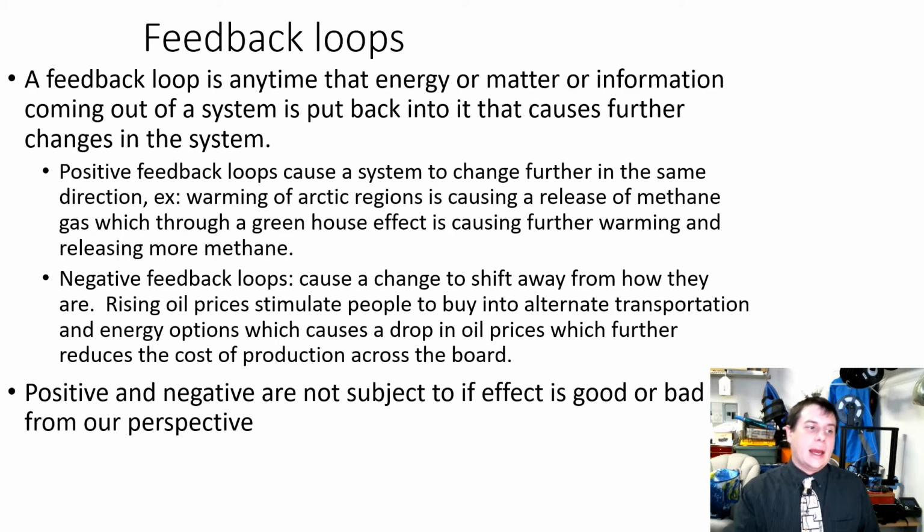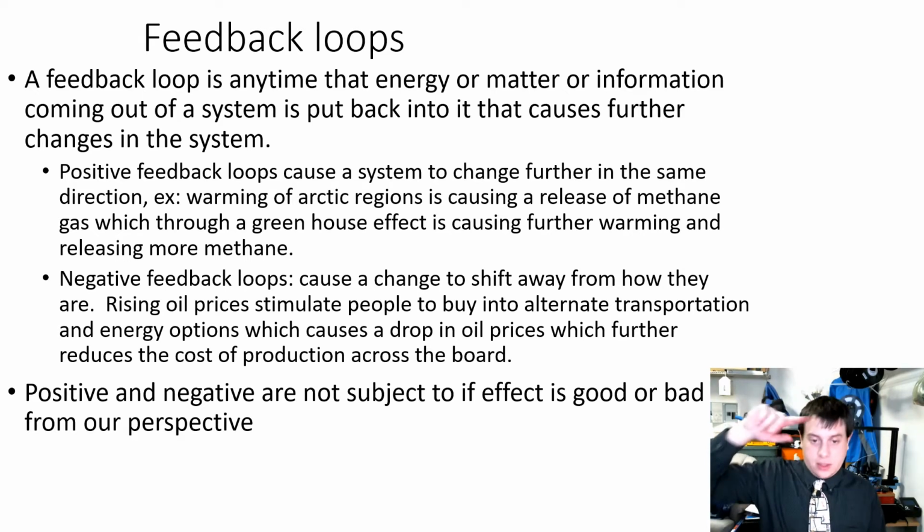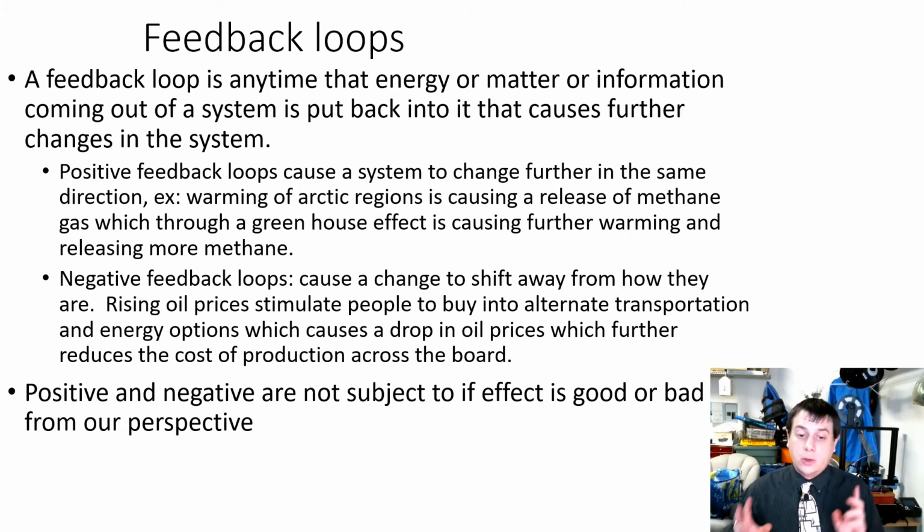All right, and I've got a couple of examples there, and we've done some examples in class. Just keep in mind that negative feedback loops are self-correcting back to equilibrium. Positive feedback loops kind of spiral outwards and become more and more extreme. Remember, positive and negative, those terms are not subject to if the effect is good or bad. So don't say, oh, this is bad, so therefore it's a negative feedback loop. No, that is not how it works. Okay? Do not associate that with value judgments.